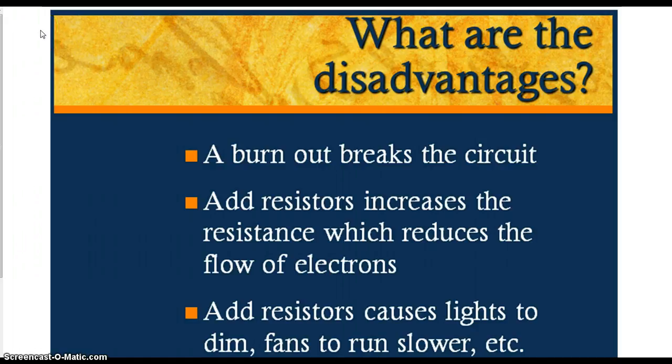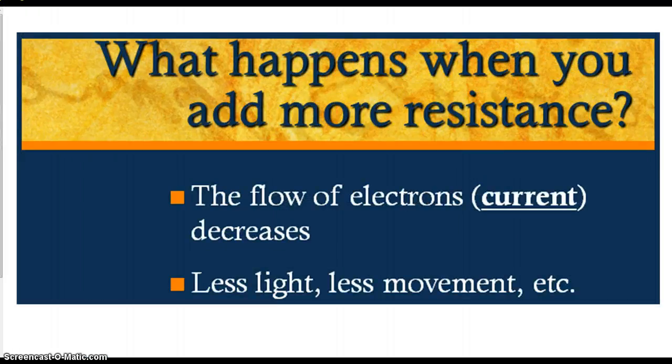As you move along in the circuit, things can only use as much electricity as they are given. What happens when you add more resistance? Well, the flow of electrons decreases. So in the beginning, the electrons are moving quite a bit. And then as you add things to that circuit, they move less and less. So less light, less movement. You get the idea.